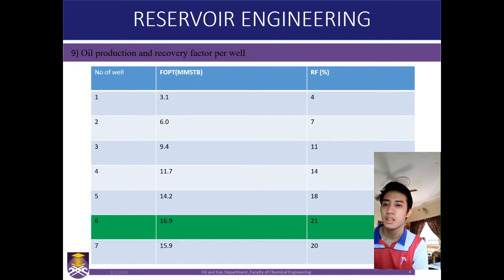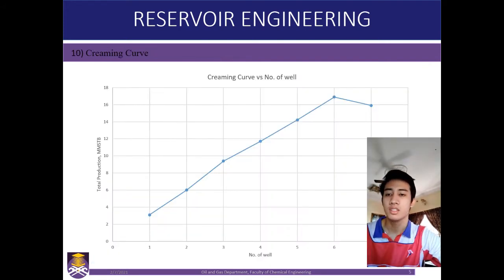And the last well is FOPT is 15.9 and recovery factor is 20%. So we choose 6 production well because the recovery factor is higher at the 6 well. And now this is our creaming curve. It shows the highest value at well 6.